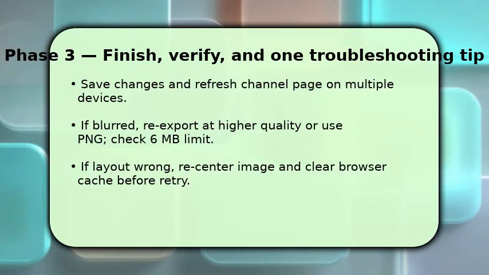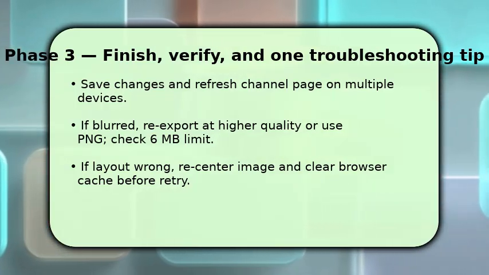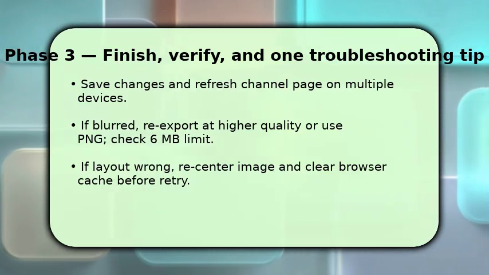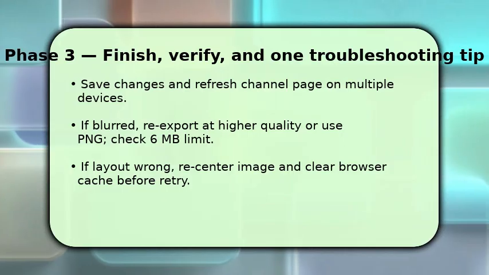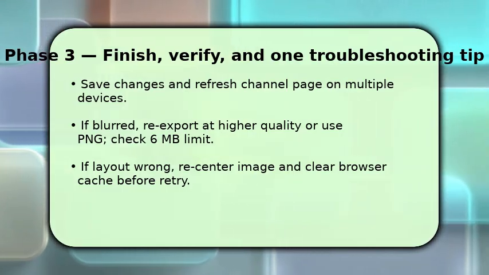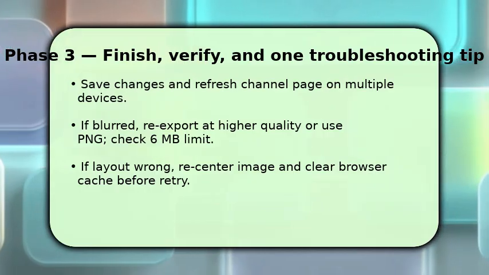If the image looks blurry, re-export at higher quality or switch to PNG and ensure the file stays under 6 MB. If the layout still appears off, recenter the image in YouTube Studio, clear your browser cache, and try again. That single troubleshooting step often resolves stale previews and incorrect crops.